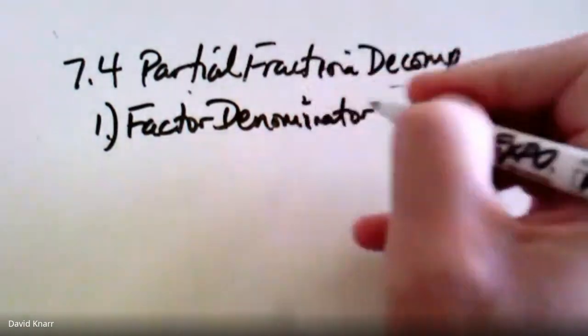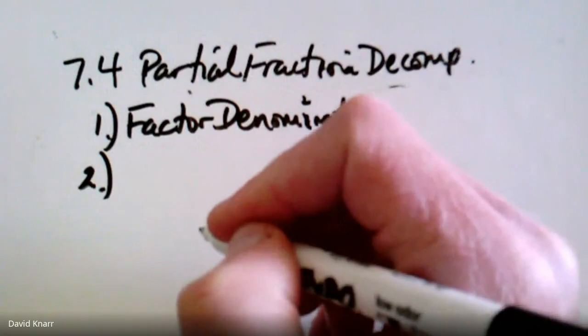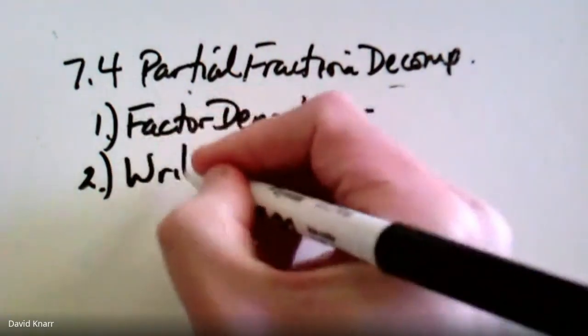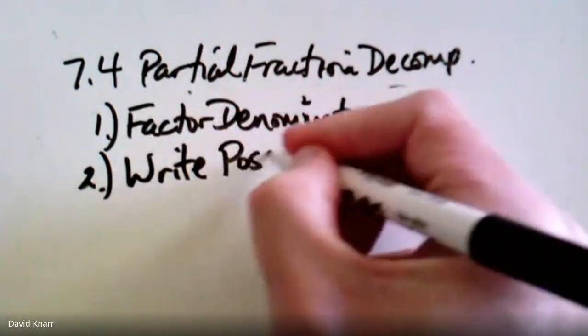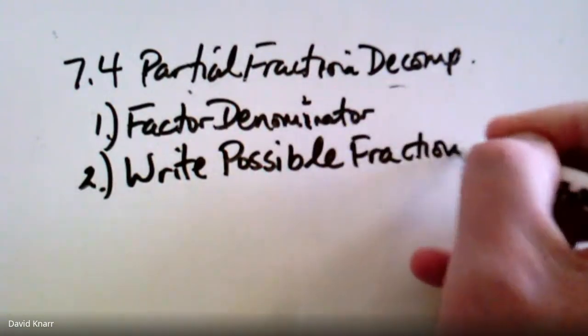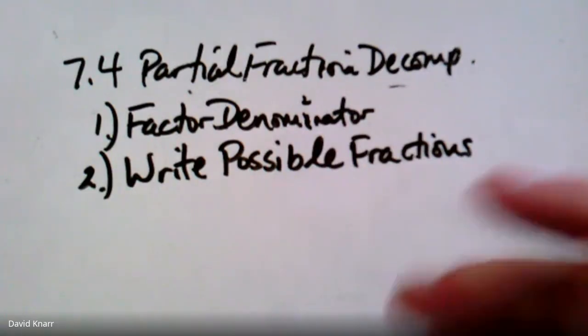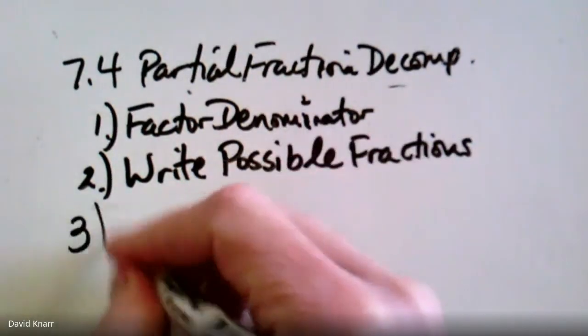If it can be factored, you should factor it. All right. Step 2, you're going to write possible fractions that your single fraction can be broken up into. I'm going to show you how to do that momentarily.